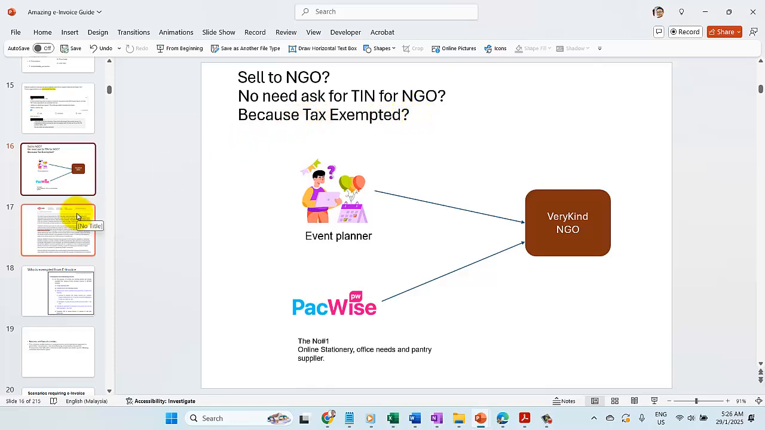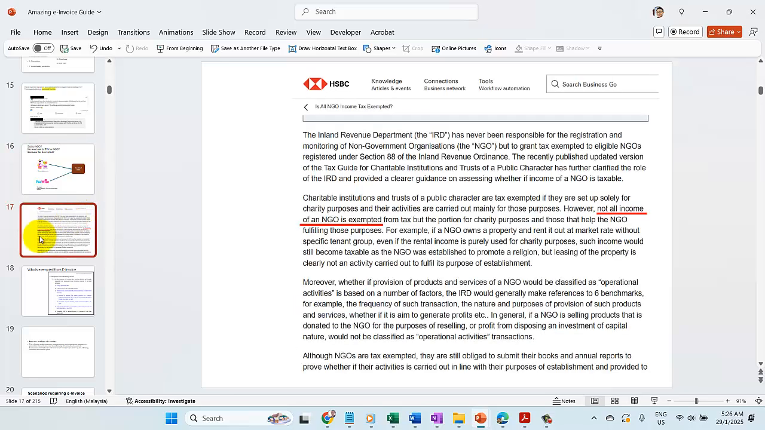Now let's examine what is called tax exempted. So HSBC has an online page here. Over here, charity institutions and trusts are tax exempted if they are set up solely for charity purpose and their activities are carried out mainly for those purposes. However, not all income of an NGO is exempted from tax, only the portions for charity purpose and those that help the NGO fulfil those purposes. So you give a clear example.